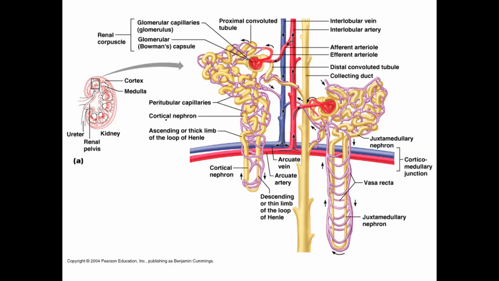This one is called a cortical nephron right here. Why do I have this one? Where's my little arrow go?